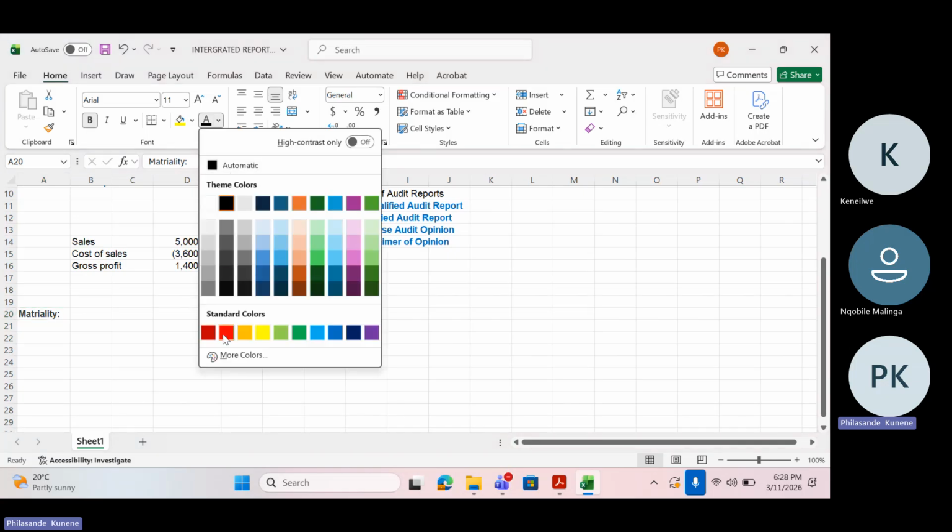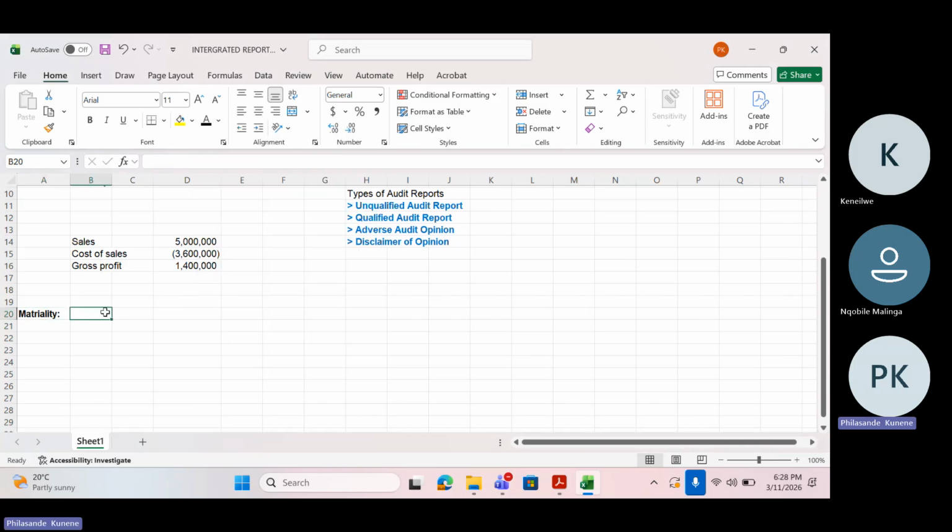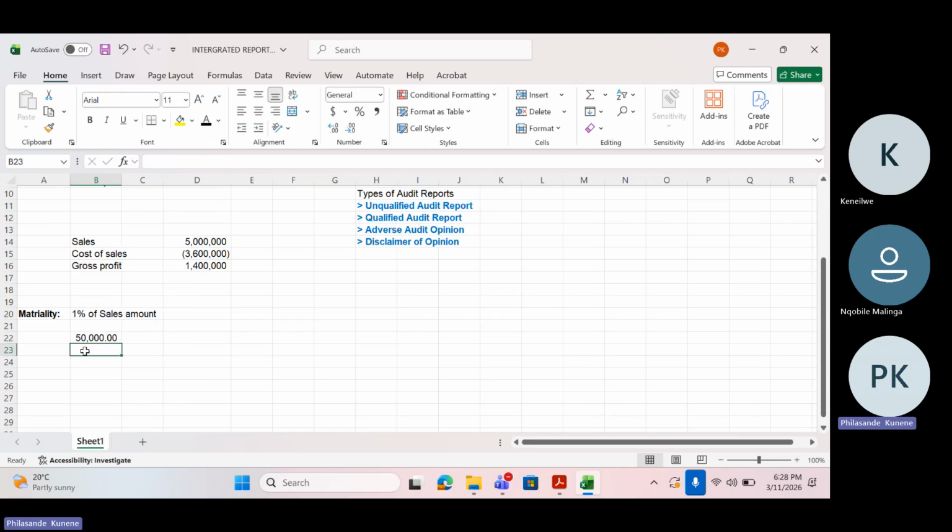Before I start doing the audit, I need to calculate something which is called materiality, right? Maybe materiality would be calculated as what? As 1% of sales amount. So if I have that 5 million, I multiply it by 1%, which is 0.01. Okay. Then how much is my materiality? It's 50,000. Can you guys see this? My materiality will be 50,000 rands.